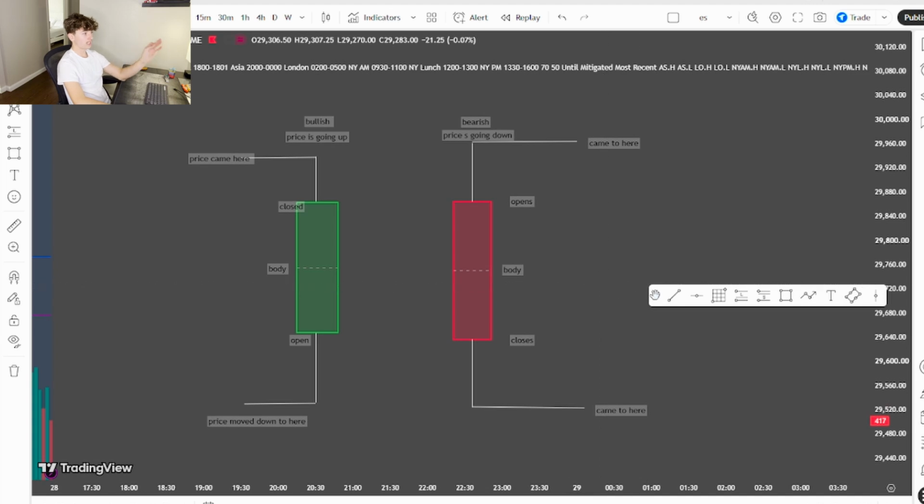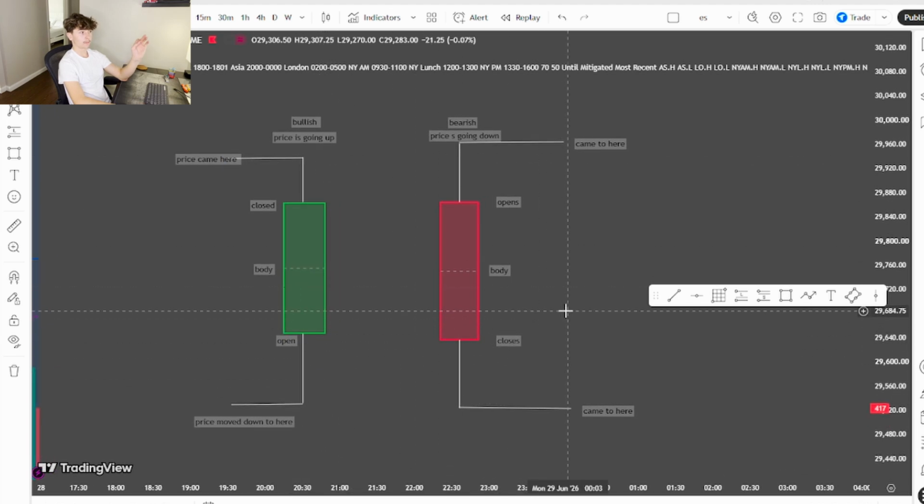So with a bullish and a bearish candlestick, now you know if it's bullish, we know price is going up. If it's bearish, we know price is going down. On a bullish candlestick, this is the body. This is where it opened. This is where the candle closed. And with the wicks, in whatever time frame candlesticks you're looking at, in that amount of time, at one point price came all the way up to here, or price came all the way down to here.